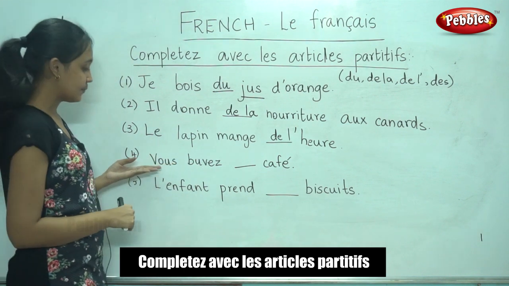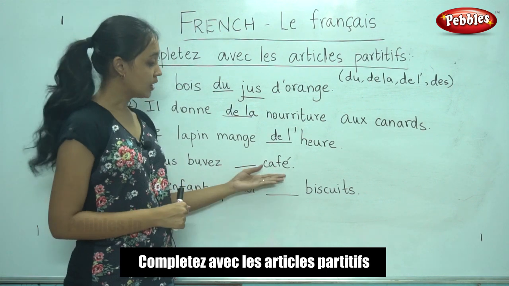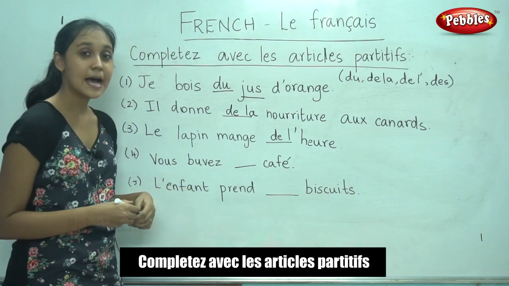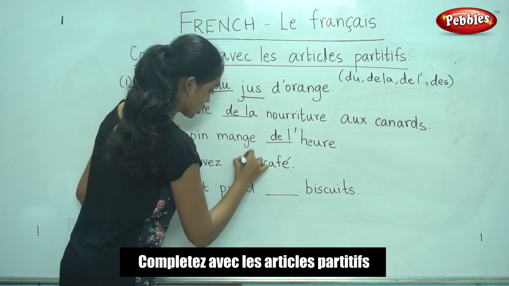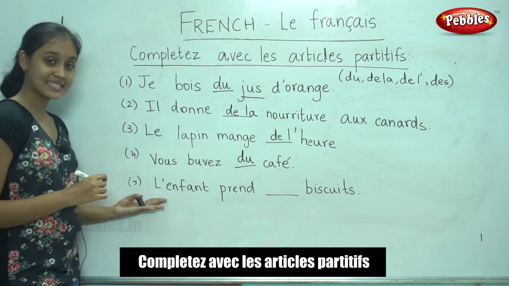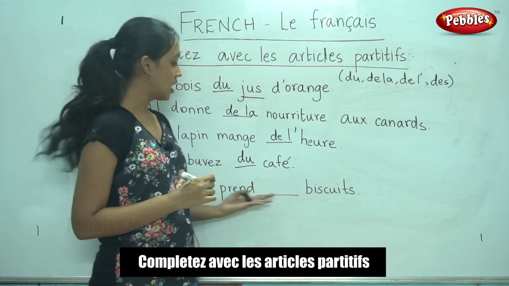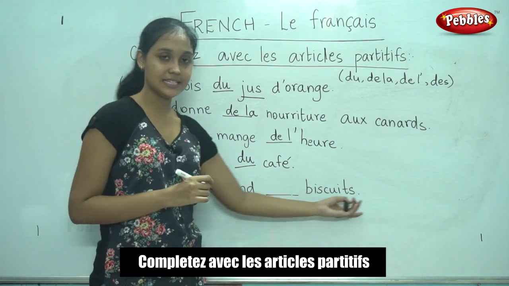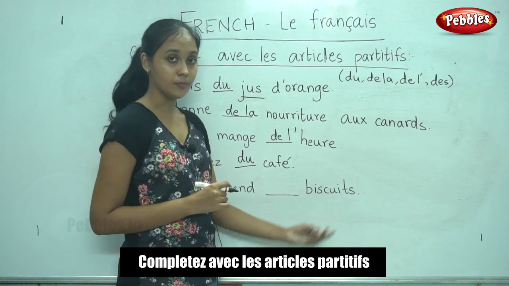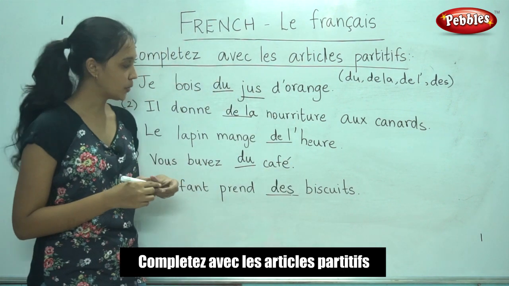For the next sentence, vous buvez dash café. Now, what is the noun after the blank? Café. Café is masculine singular. So we would write du café. The last sentence, l'enfant prend dash biscuits. Now this is the noun in this sentence that comes after the blank. It is in the plural form. Therefore, we write des. I hope you are not confused.